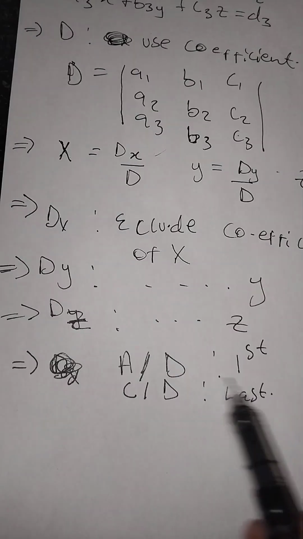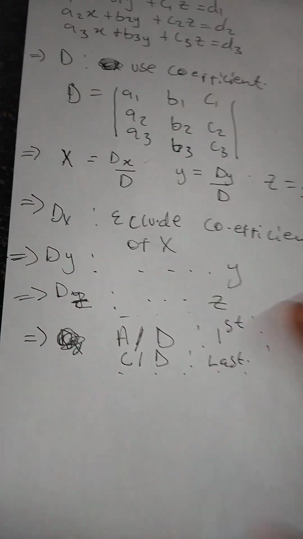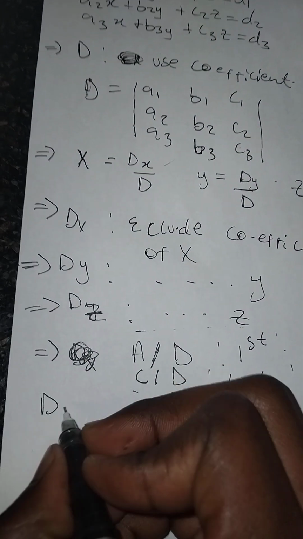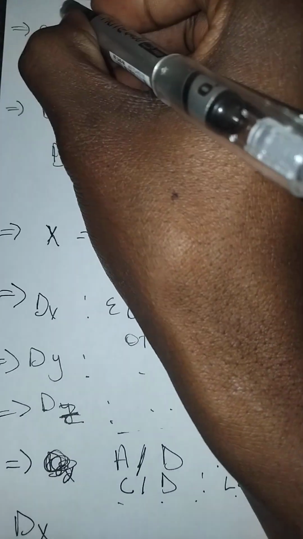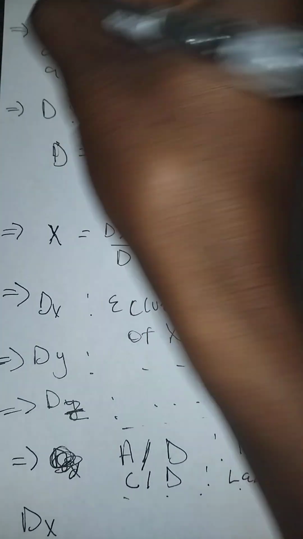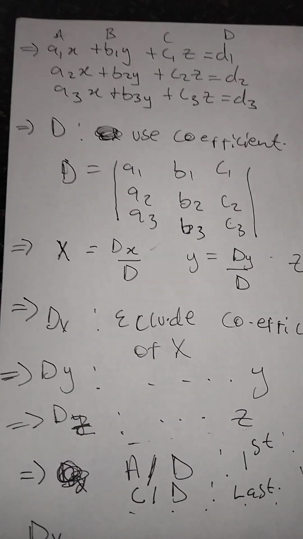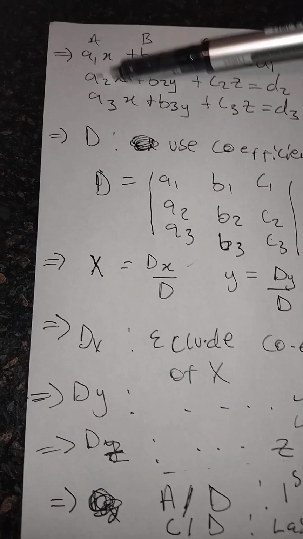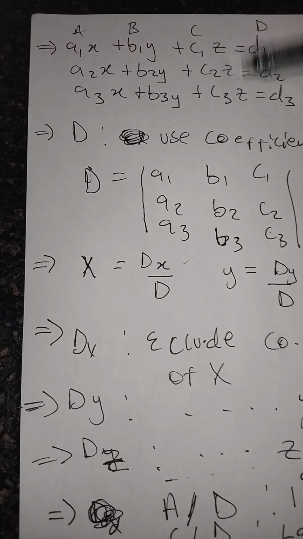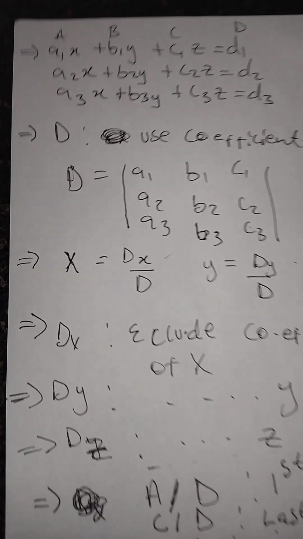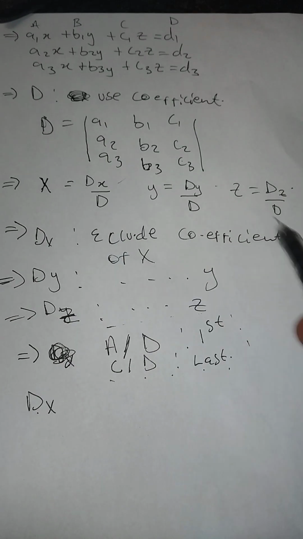Okay, so using this, that is how I'm going to formulate the thing. Okay, so for dx, let me put a, b, c, and d, just like that. So a will represent all the coefficients of x, b coefficients of y, c coefficients of z, and d the constants, just like that. Okay, so for dx, we know that we exclude coefficients of x.